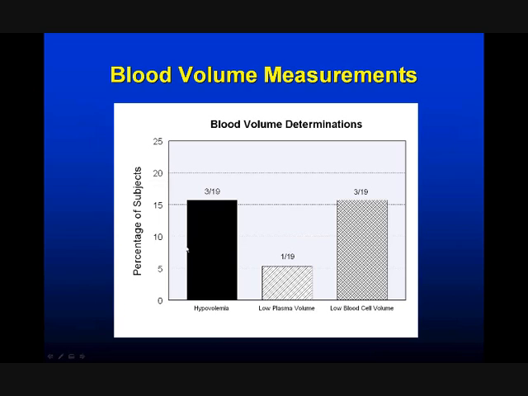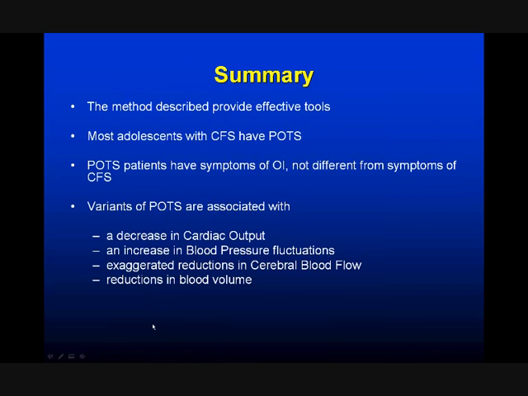This is a comparison of our subjects, which shows that in chronic fatigue, 3 of the 19 subjects that we studied had what's known as hypovolemia, or decreased blood volume, that had the characteristics of low blood cell volume and low plasma volume as well. That's the end of the information that I want to show you.